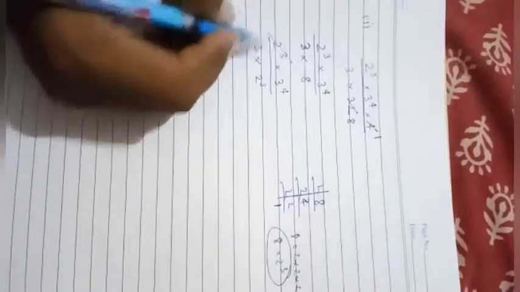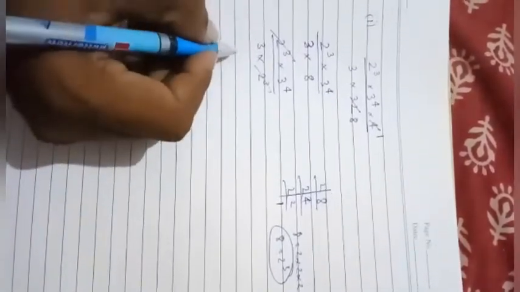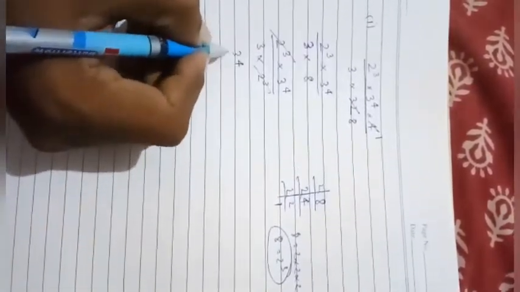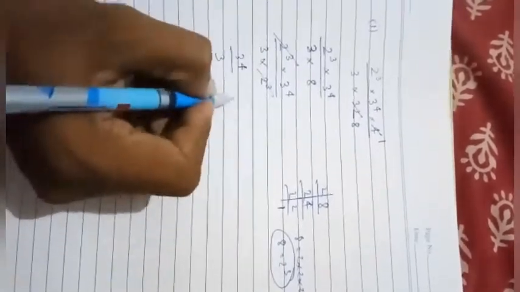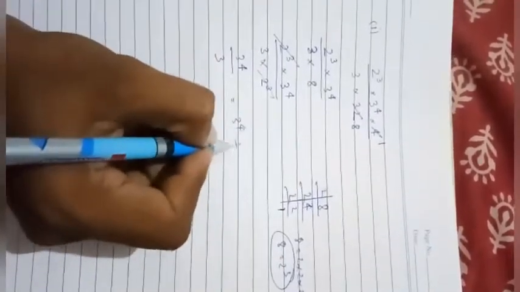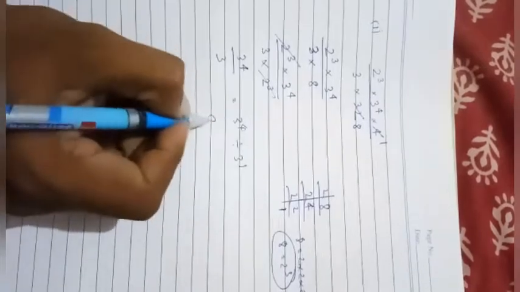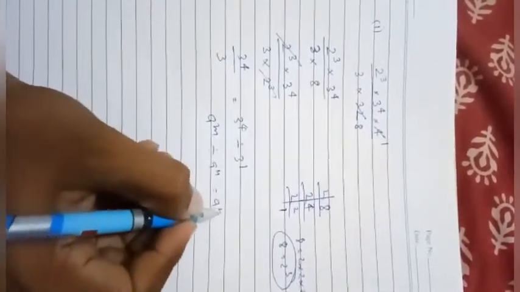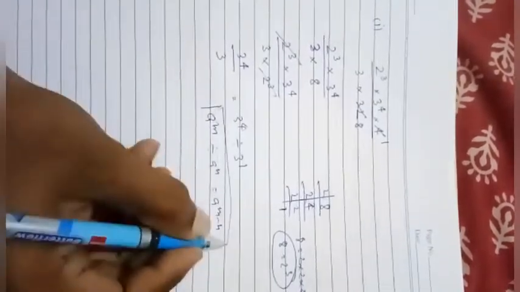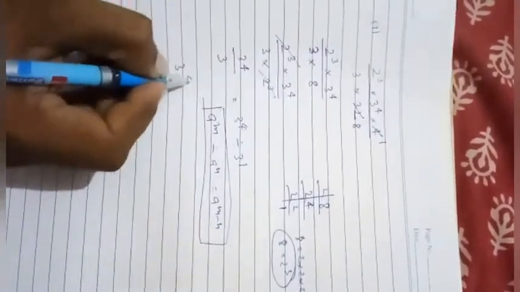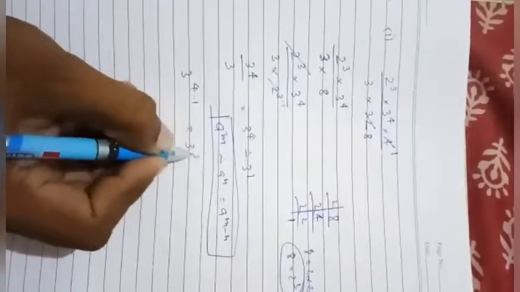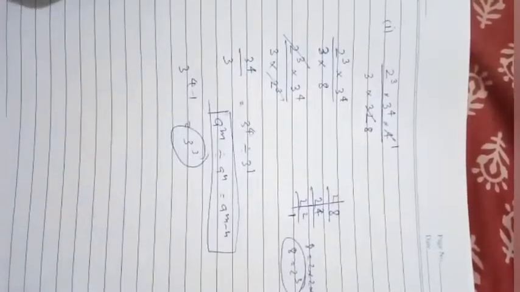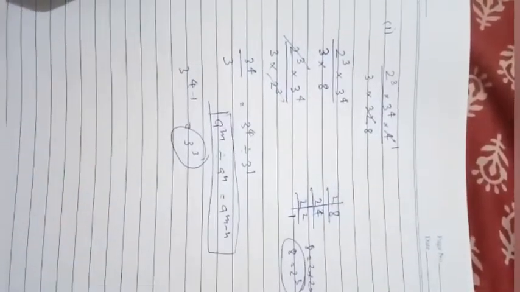Now you can see 2 raised to 3, 2 raised to 3. You can simplify it. So now 3 raised to 4 upon 3. We can write 3 raised to 4 divided by 3 raised to 1. Now here you have to apply the law a raised to m divided by a raised to n is equal to a raised to m minus n. So you can write 3 raised to 4 minus 1. This would be 3 raised to 3. So like this you can solve the question number 2.